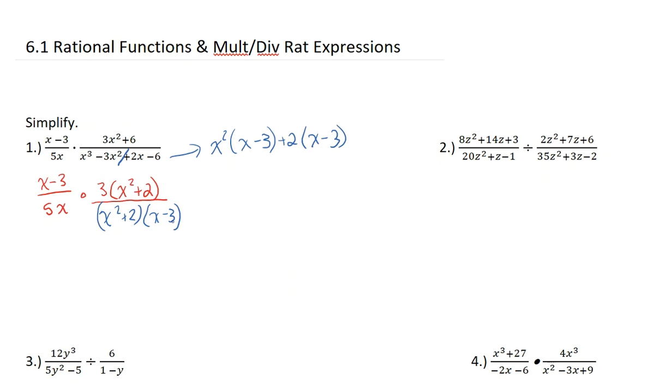And if we remember the properties of multiplication with fractions, when it's multiplication, this fraction bar really extends right here. So from that point, we can cancel out the x squared plus 2 with the x squared plus 2. And then we can also cancel out the x minus 3 with the x minus 3. And what you'll see that we have left is 3 over 5x, which cannot be simplified.